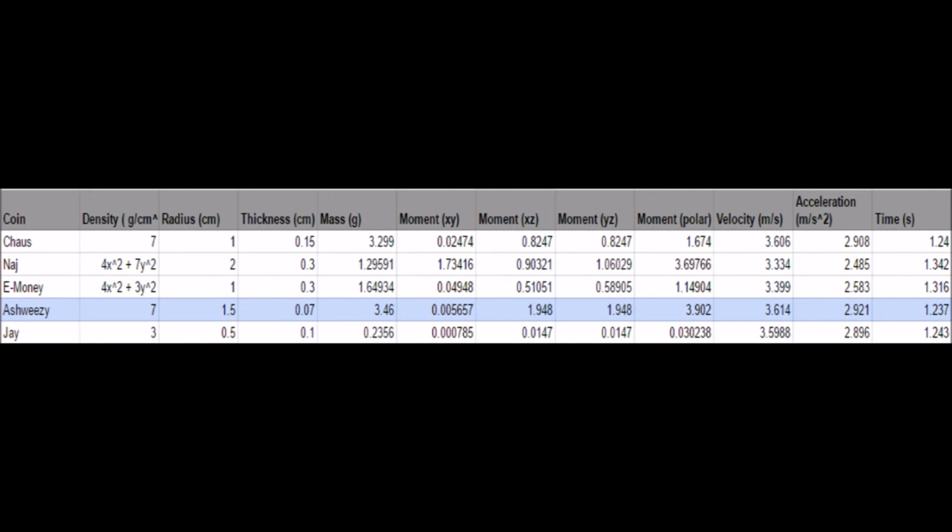After repeating the process for the next 4 coins, we can see that Ashweezy was the winner by a small margin. He took a total time of 1.237 seconds to reach the bottom of the hill. Congratulations, Ashweezy.